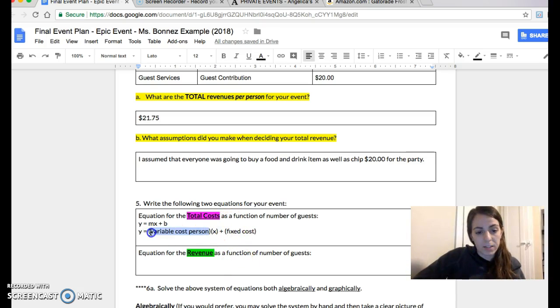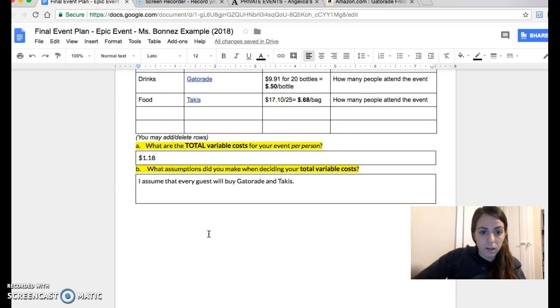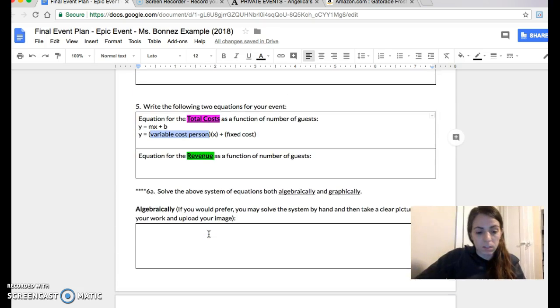Your slope, again, is going to change. It's the rate of change. So every time another guest says, hey, I'm going to come, you go out and you buy a Gatorade bottle and Takis. So remember, Gatorade bottle plus Takis was $1.18. So it's 1.18x. Let's get rid of these parentheses. Okay. Plus your fixed cost.